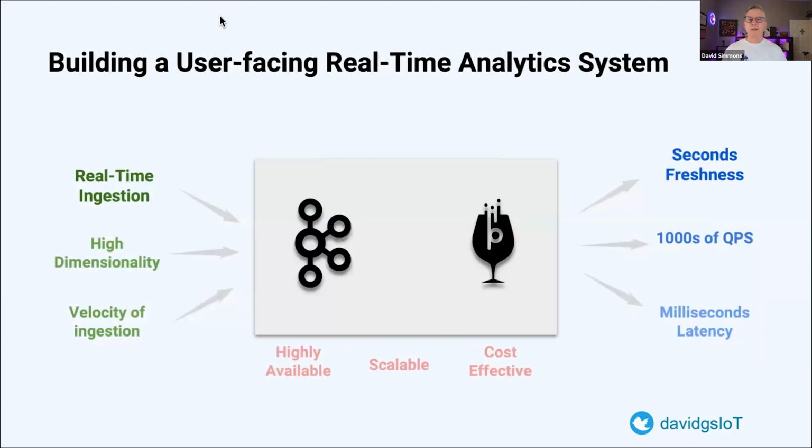So if you're going to build one of these real-time analytic systems, you're going to need real-time ingestion of high-dimensional data at high velocity, right? Lots of data, lots of different kinds of data from lots of different sources. And you want that highly available. So Kafka is a really good way to do that. Kafka is very scalable as well. It takes lots of data. It handles that sort of high-dimensional, high-velocity data very well, right?